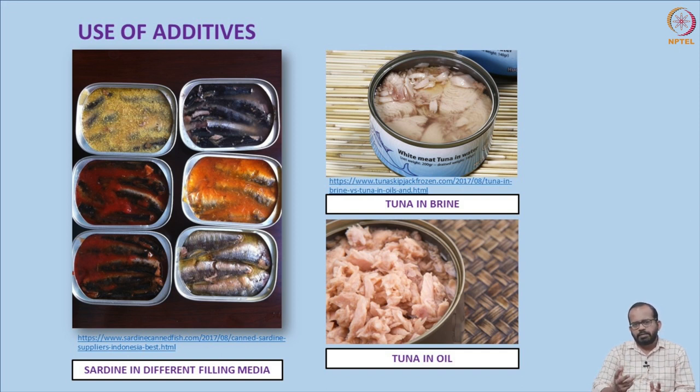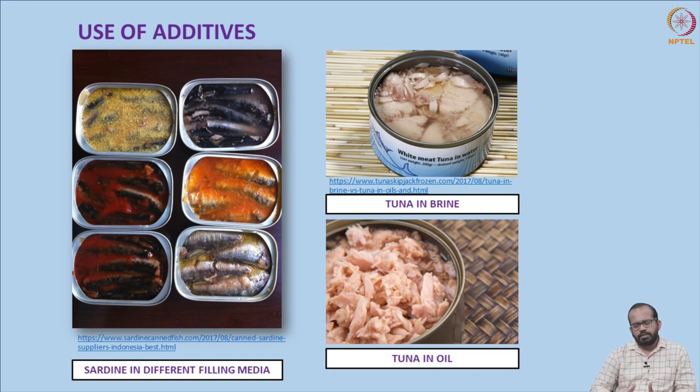So sardine can be used. You can see that the normal medium is brine. The fish can be processed in brine; tuna in brine is an example. And tuna can also be preserved in oil. Different kinds of curry gravies can be added, and different kinds of tomato sauces can be added. So these are the different kinds of liquid media that are used as an additive.